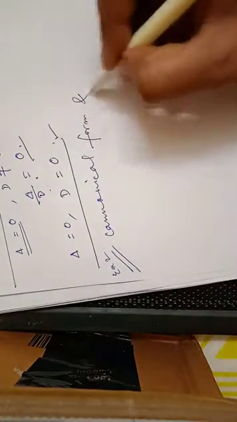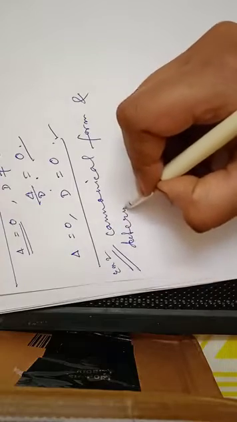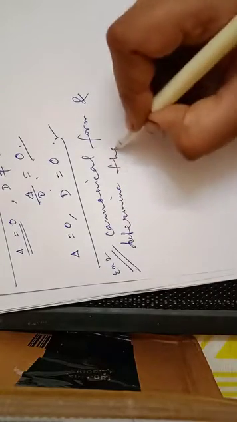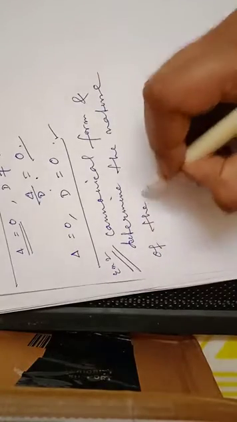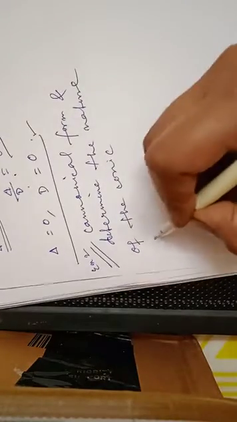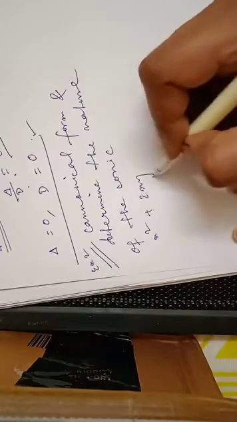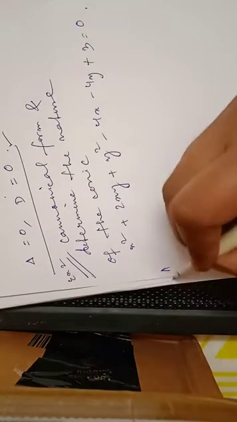and determine the nature of the conic. It is x square plus 2xy plus y square minus 4x minus 4y plus 3 equals 0. So what will be our answer?